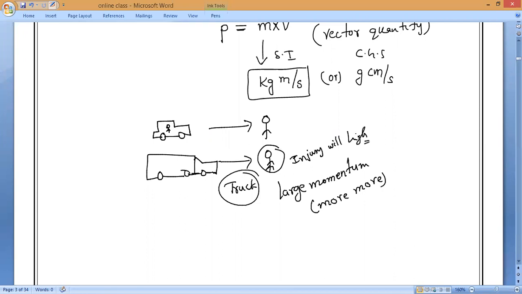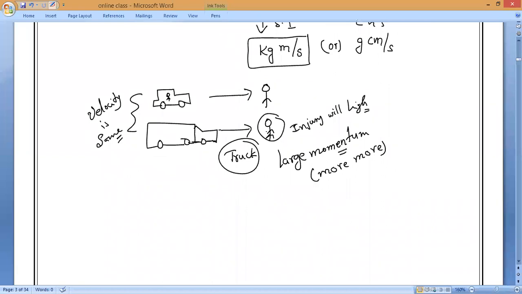Now, this is the first case, but in both cases the velocity is constant, the same. You understand? So even though the velocity is the same, the body which has more mass will exert more momentum. That is the first statement we made.